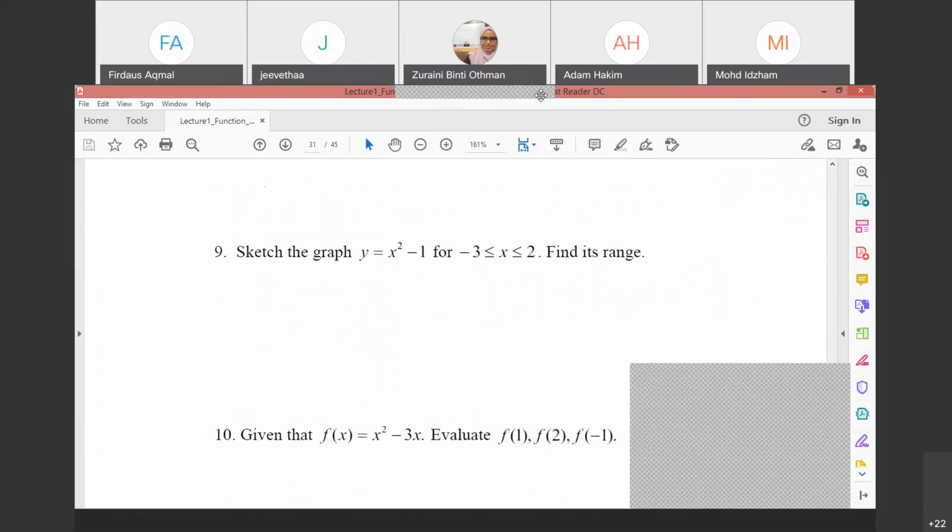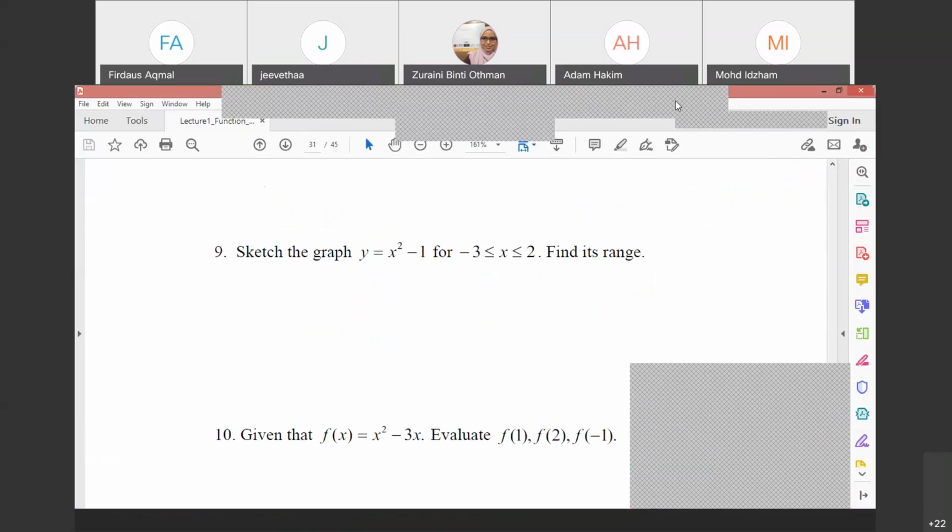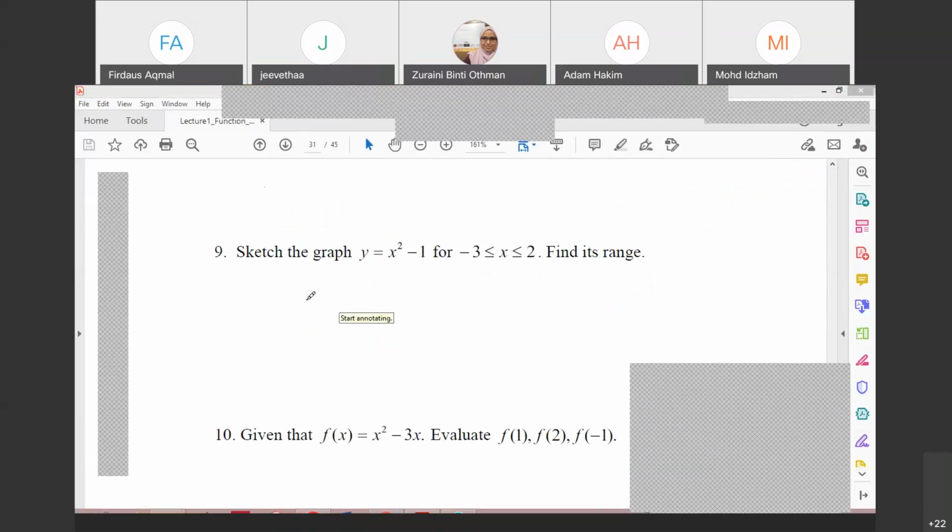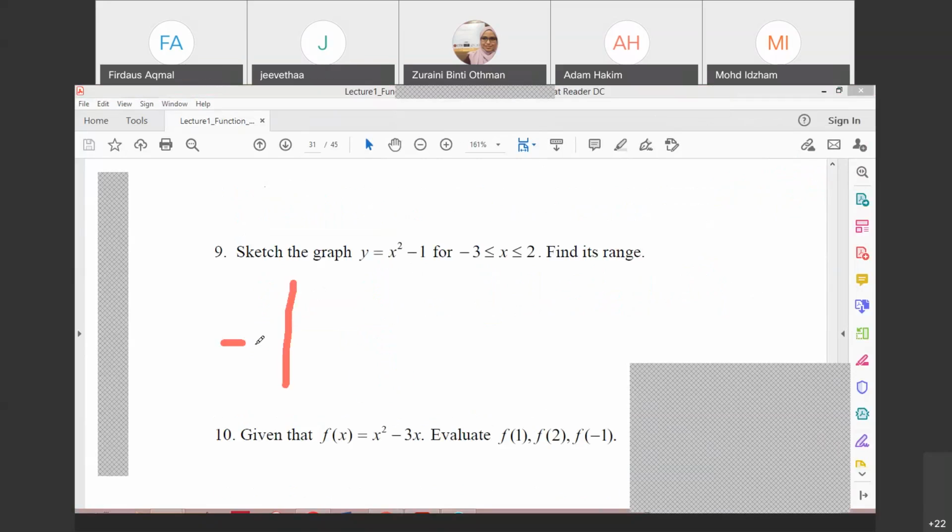Okay, now here sketch the graph for this. Okay, when we are sketching the graph and find its range. So when we are sketching this graph, apa yang kita nak tengok kamu kena faham dekat situ. x dia from negative 3 until 2 only. Negative 3 until 2 only. So our graph will be like this. Okay, dia turun kat bawah dan dia sampai sini je kan. Betul tak? Dia tak ada sampai habis kat atas tu.